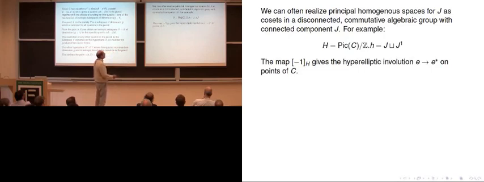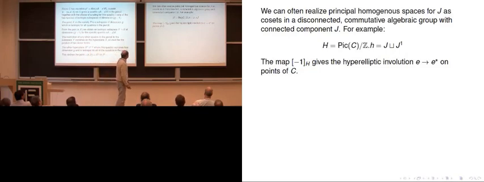And if you have two components, the component group is Z mod 2, so minus 1 stabilizes J1. And C, we saw, is a subvariety of J1 via the Abel map. And you can prove that minus 1, when it stabilizes J1, also stabilizes the curve, and it acts as the hyperelliptic involution, taking y to minus y. So that's the theory of just the curve.